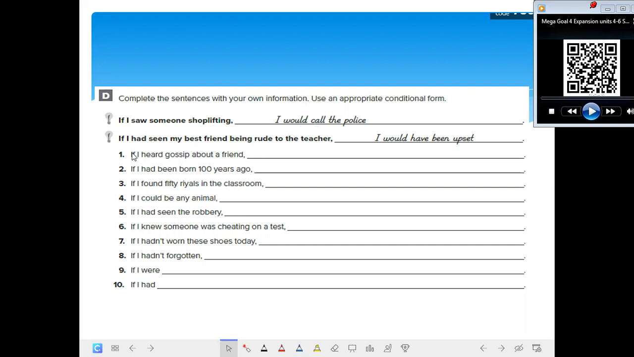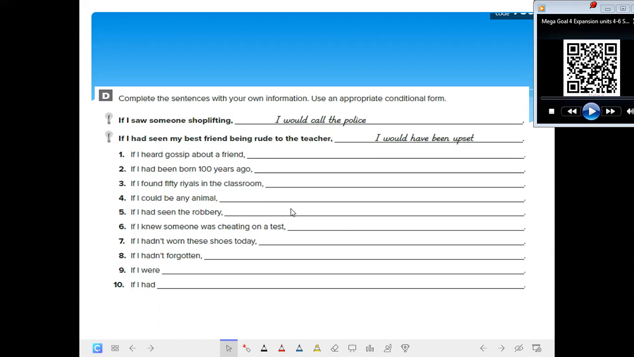If we look carefully at the second example, if I had seen my best friend being rude to the teacher, I would have been upset. Here, if we use in the if clause had and the past participle, the past perfect, we have to use in the second sentence, or in the result, would have or could have or might have and the past participle.